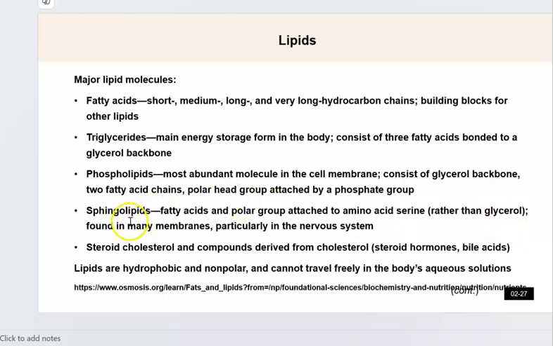They are found in many membranes, particularly in our nervous system. Then also part of our lipids are the steroid cholesterol and compounds derived from cholesterol, which include our steroid hormones and our bile acids. Lipids are hydrophobic and nonpolar. So they don't like water, they are nonpolar, and they cannot travel freely in the body's aqueous solution.